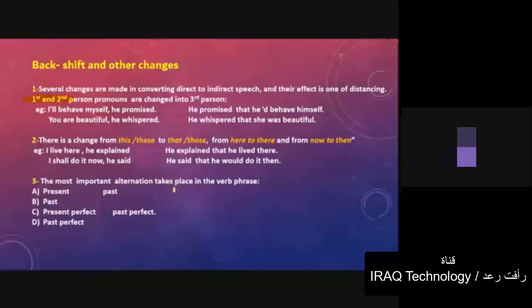We said the most important change in the sentence, when we change from direct into indirect speech, is in the verb phrase. The present, the past, the present perfect, and the past perfect. The present changes to past: present simple to past simple. The past, the present perfect, and the past perfect all change to past perfect. Clear? Yes, Miss.